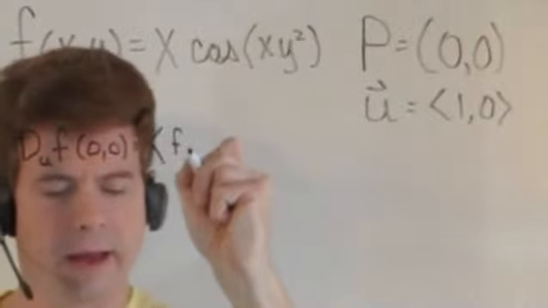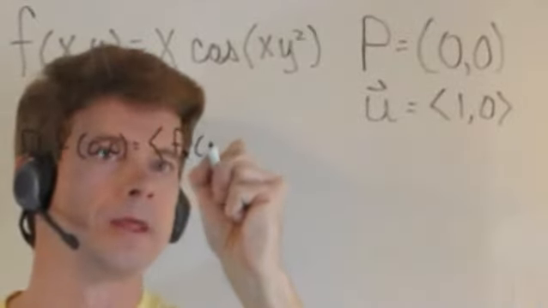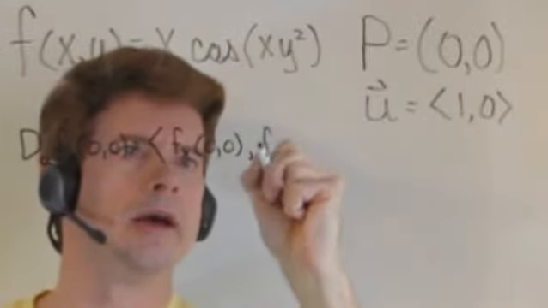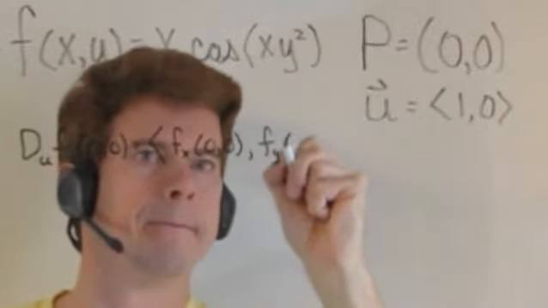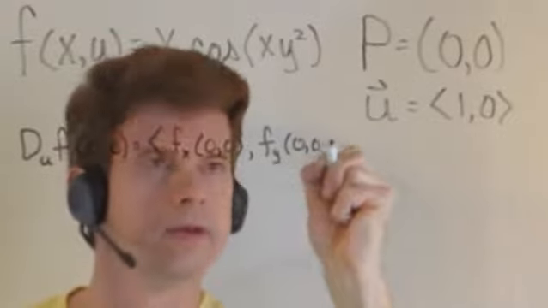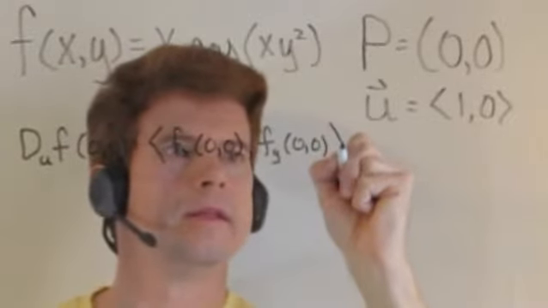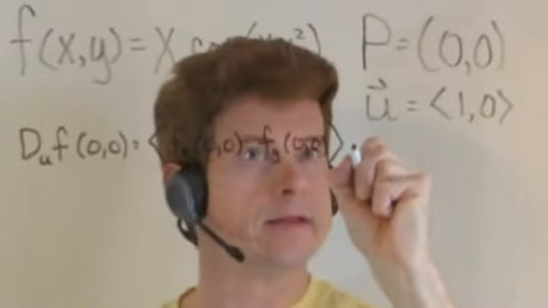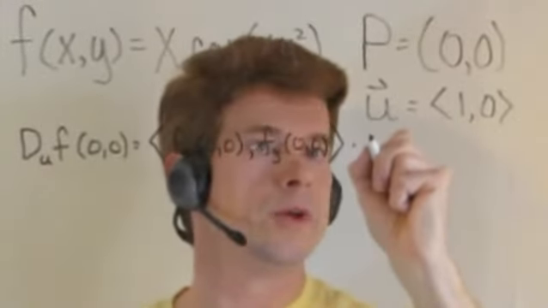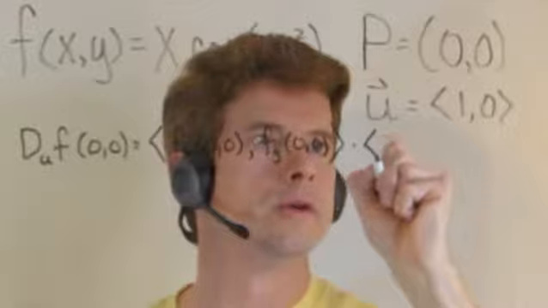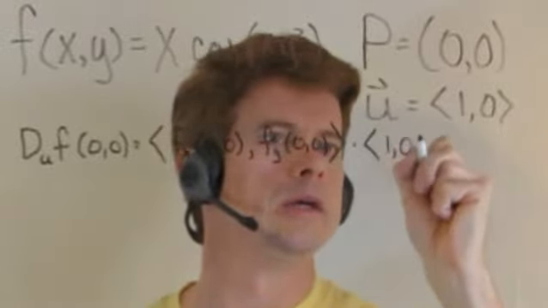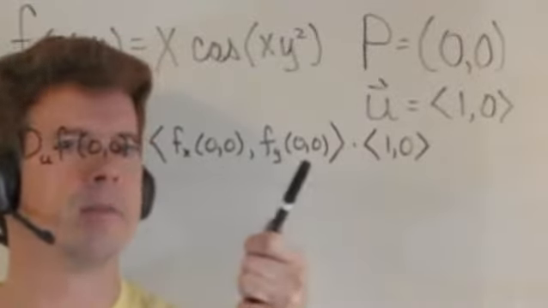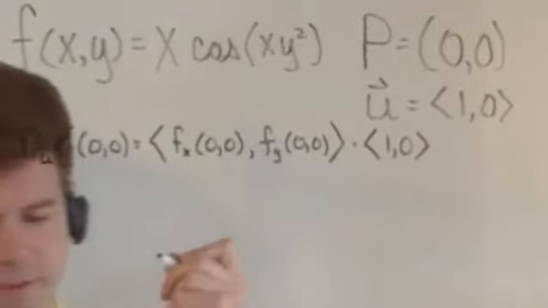We need fx at (0, 0), fy at (0, 0). That vector, and then the dot product with u, which is equal to (1, 0). So the first thing we need to get is our partial derivatives, fx and fy.